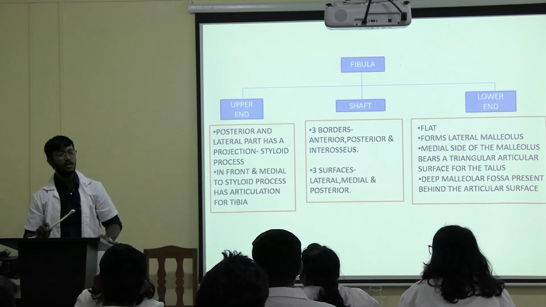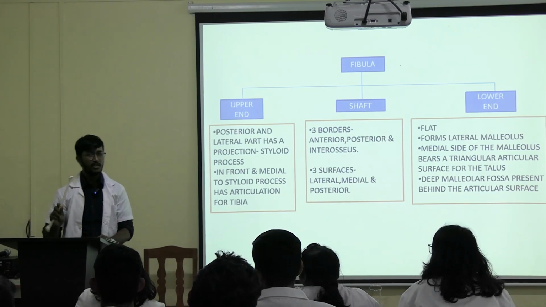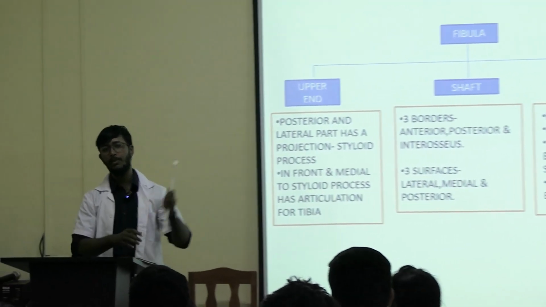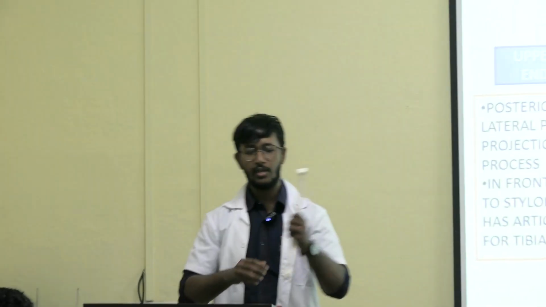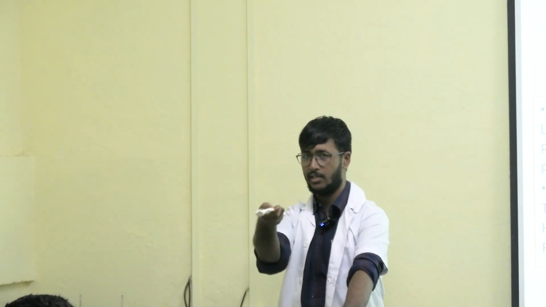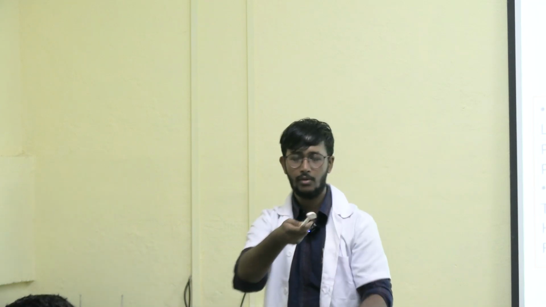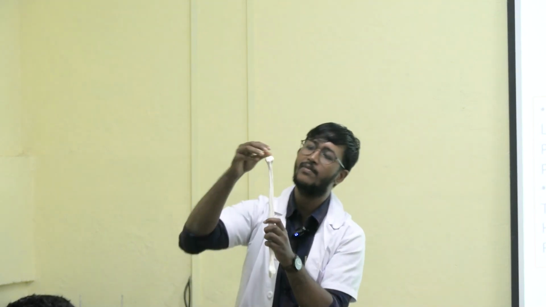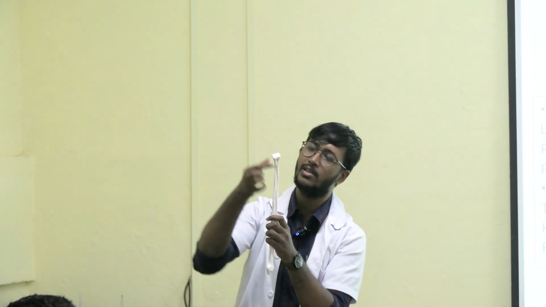And one important thing, if you are holding a bone, if it is a right-sided bone, you should always pick it with the right hand. If it is a left-sided bone, pick it with the left hand. If it is present vertically, then you need to keep it like this. You cannot show the fibula like this. So it has an upper end, lower end as well as a shaft. The upper end has the head, the styloid process and the neck.